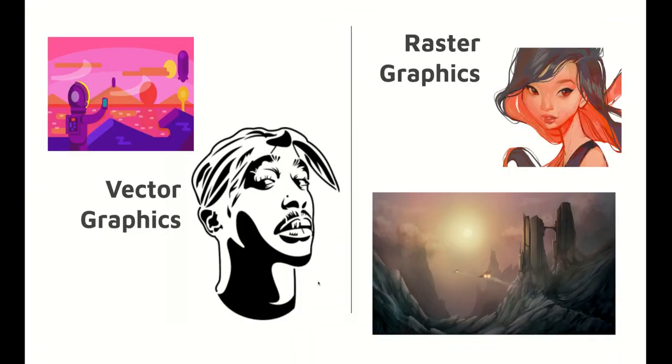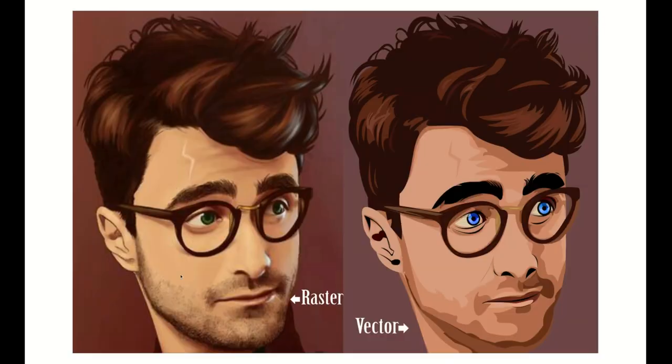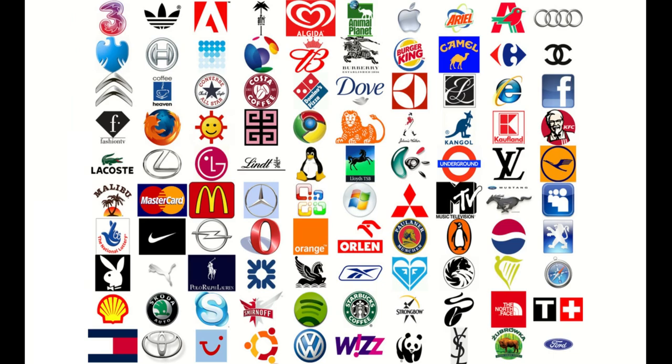Here's an example of some styles that emerge from vector graphics versus raster graphics. And some more examples. And then looking at this graphic of logos, you'll see that these were all done as vector graphics. So none of this is done in something like Photoshop. This is all created in something like Illustrator.